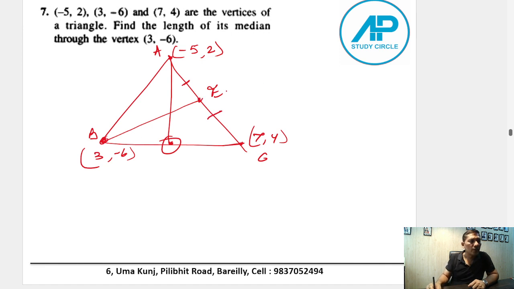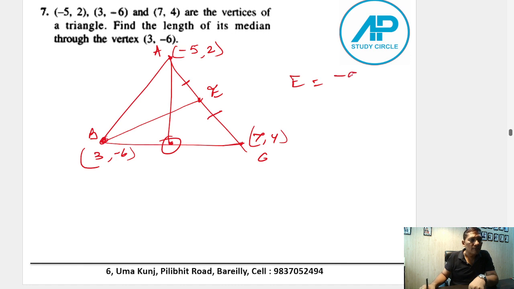Now coordinates of point E. Now what's median? So the concept building, you should know what is median. Median क्या होता है? मीडियन क्या होता है? मीडियन एक ऐसी लाइन होती है जो ट्रायंगल के वर्टेक्स को उसके अपोजिट बेस के मिड पॉइंट से ज्वाइन कर देती है. So I should find out first of all the coordinates of E.